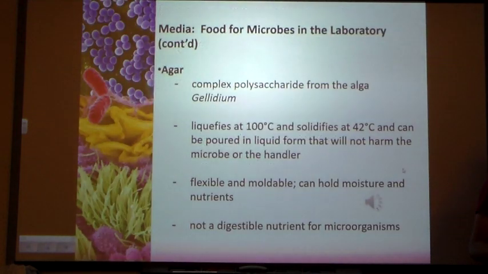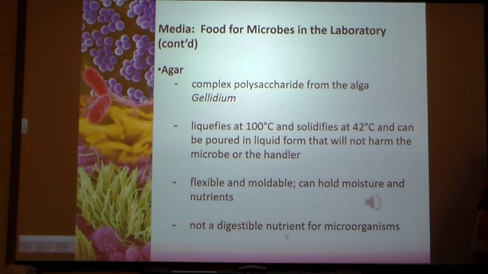Now, the agar that we used yesterday comes from algae. It's a complex polysaccharide that comes from algae. When you boil it, it liquefies, kind of like jello or gelatin or jelly. It liquefies when you boil it, and then when you cool it, it becomes solid media. It's flexible, moldable, and it holds moisture. Now the bacteria generally don't eat the agar, but they absorb the nutrients that are dissolved in the agar.